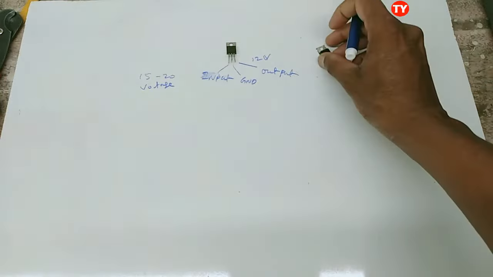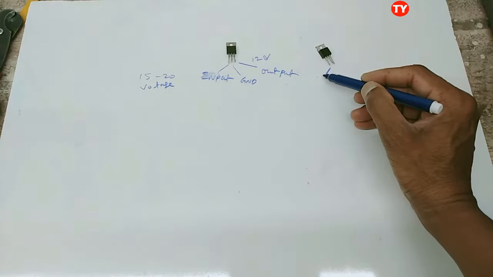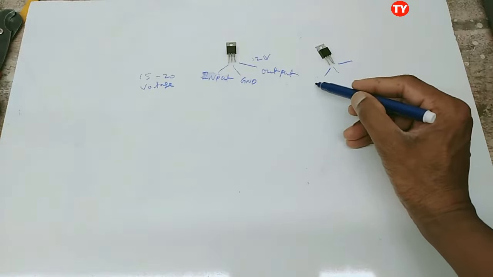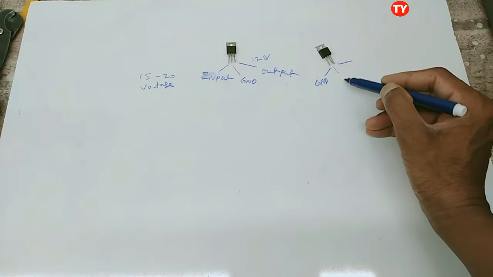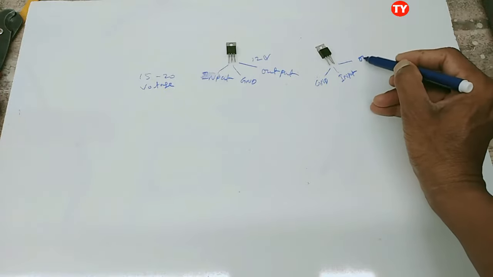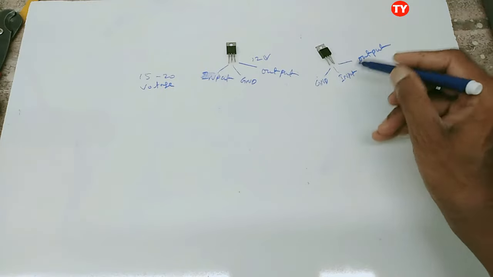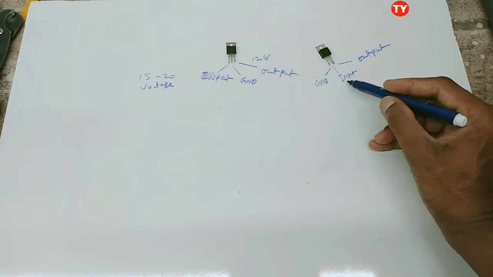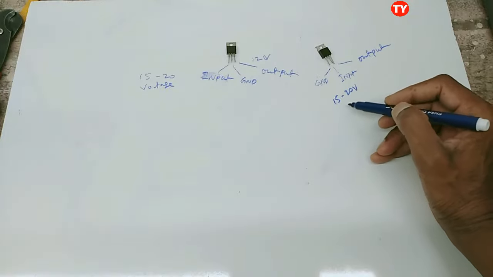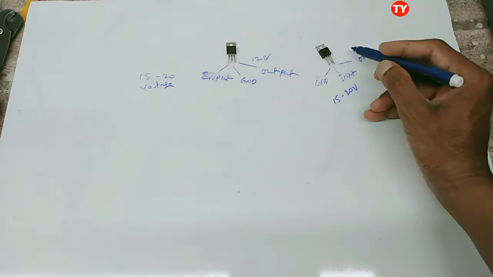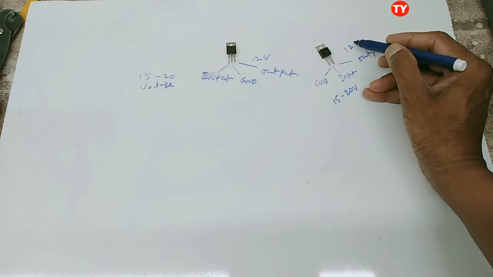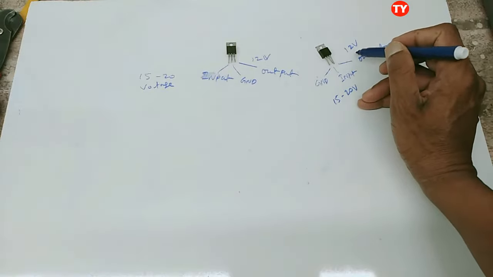In this also, this one is first pin, second pin, third pin. First pin is ground, second pin is input, third pin output. If we give here 15 to 20 volt negative voltage in this pin, here we will get negative 12 voltage only.